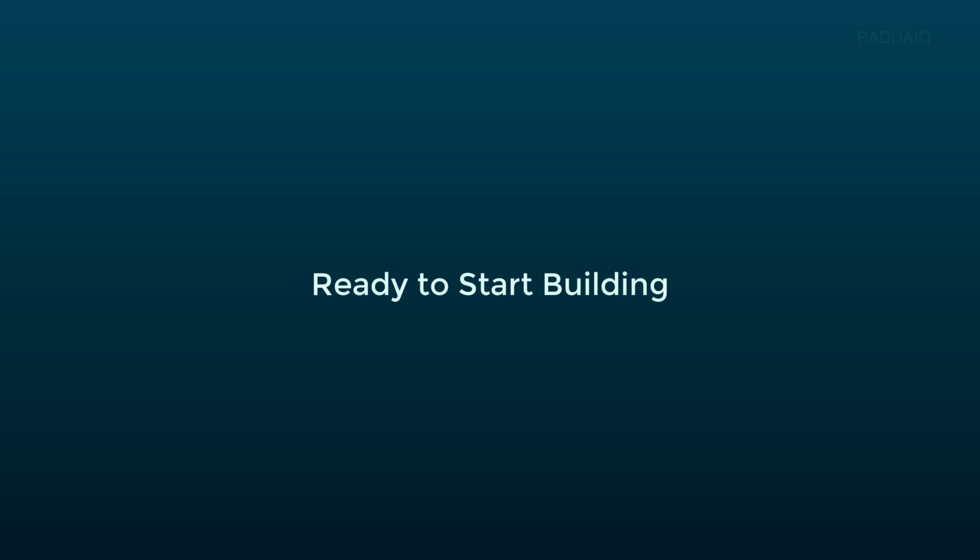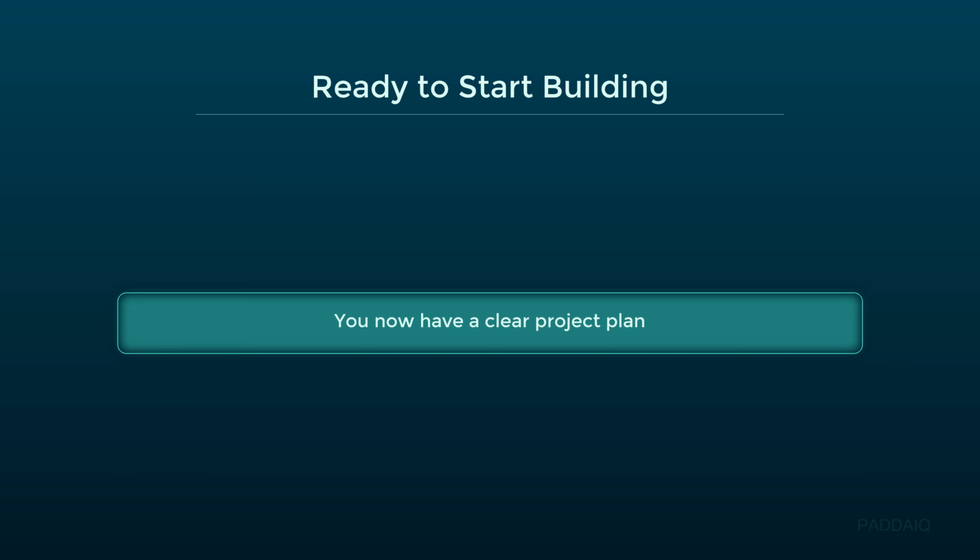Ready to start building on SAP Business Technology Platform. You now have a clear project plan. This means you know exactly what to build, the steps to take, and when to do them. For example, your plan might be to create a mobile app for tracking deliveries by next month. With this roadmap, you can confidently begin your development work on SAP BTP.